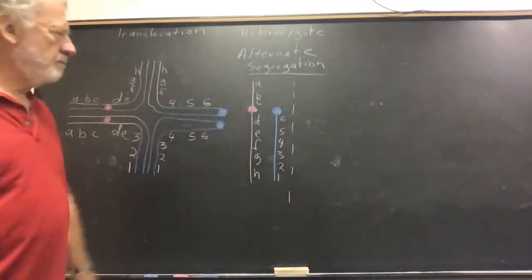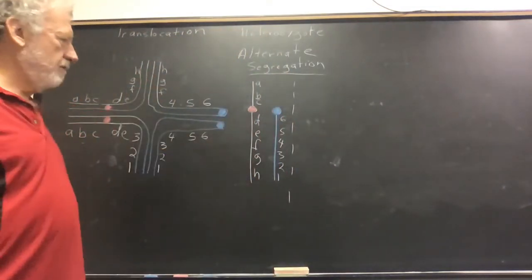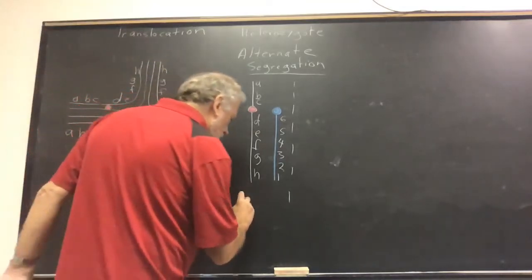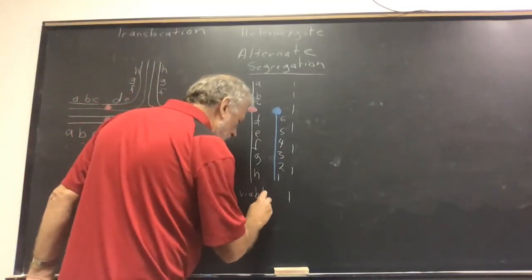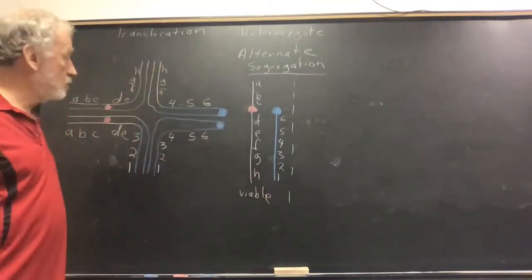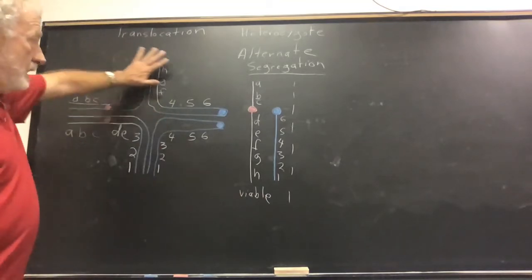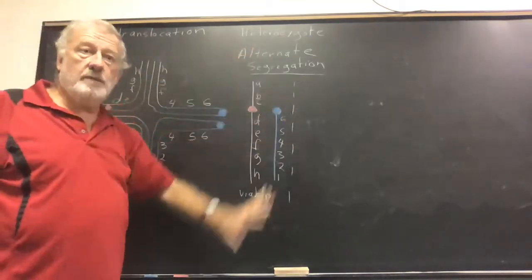So these are half the gametes that have both normal chromosomes. So of course they are going to be viable. By the way, if this was going to be on an exam or something, I would supply you with this. You have to come up with this.